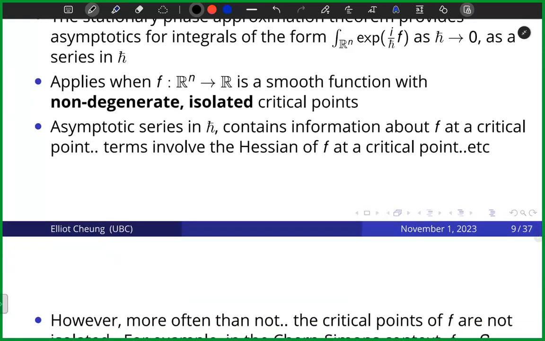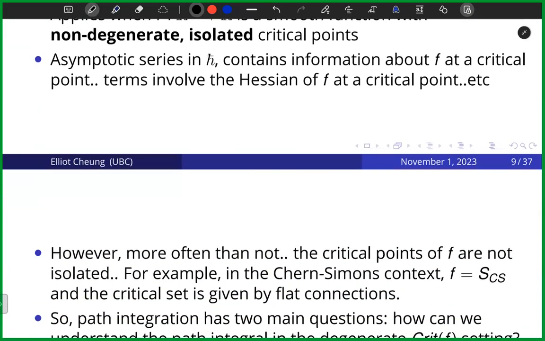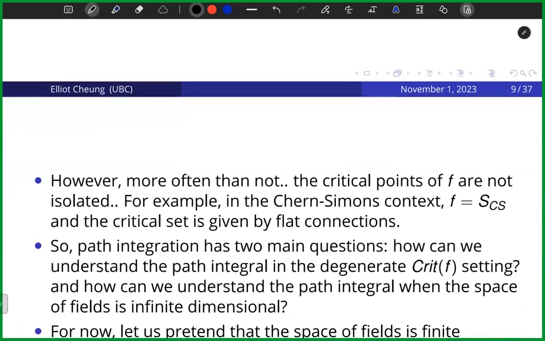However, more often than not, the critical points of f are not going to be isolated. So in the Chern-Simons context, this critical set is given by flat connections. So path integration has two main questions, probably among others as well. How can we understand the path integral in a degenerate setting? And how can we understand the path integral when the space of fields is infinite dimensional?